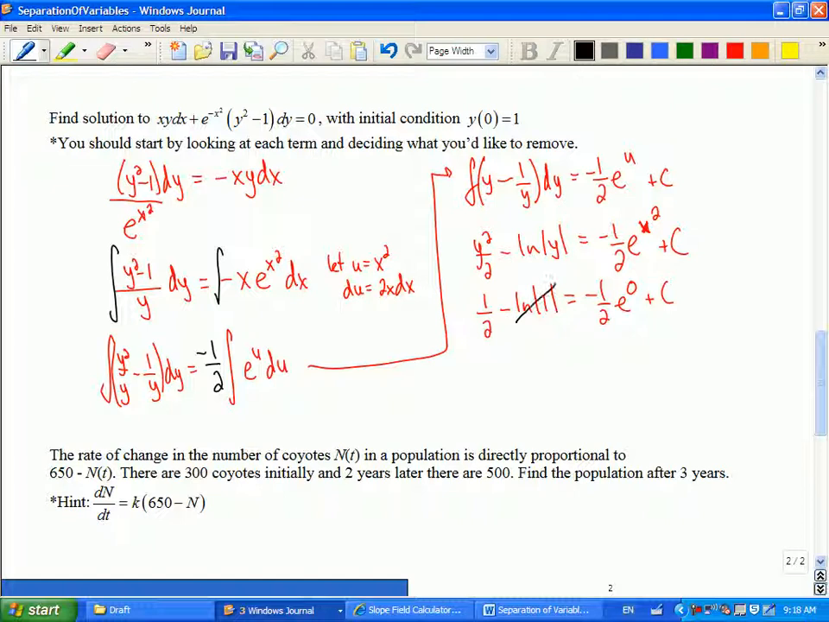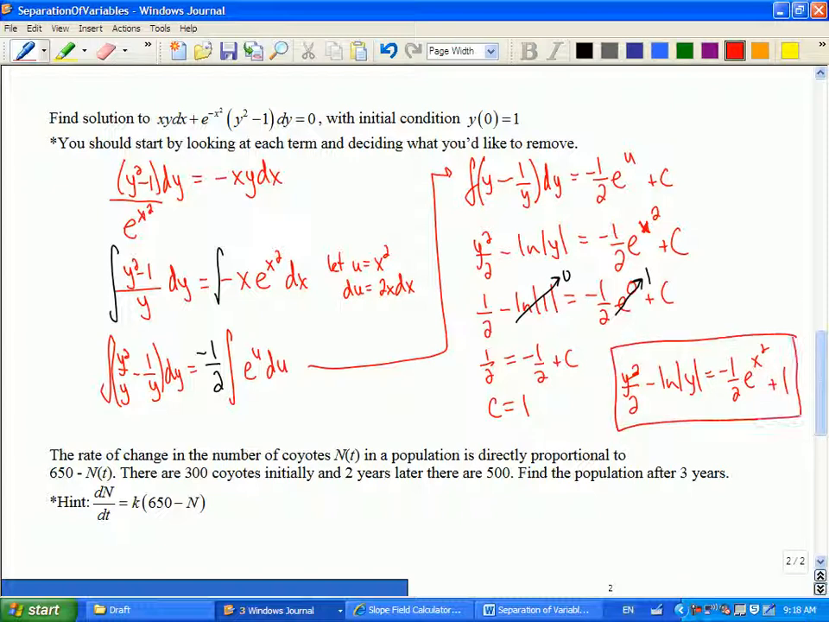So this piece here is gone because it's equal to 0. This piece here is a 1. So what I'll end up with is 1/2 equals negative 1/2 plus the constant. So that constant is equal to 1. And y squared over 2 minus natural log of y equals negative 1/2 e to the x squared plus 1. So that's the specific solution to the one that we had come up with.